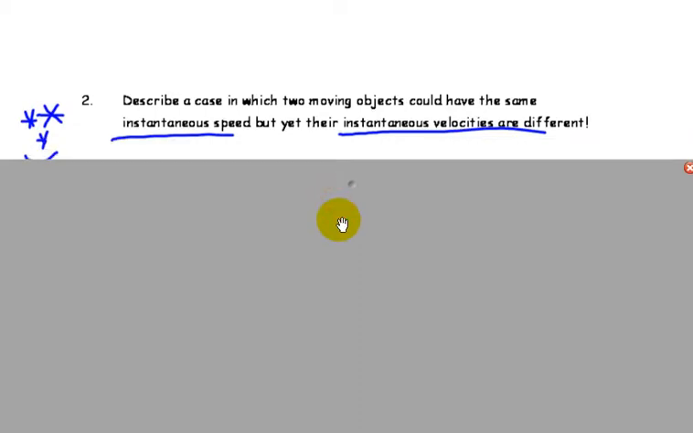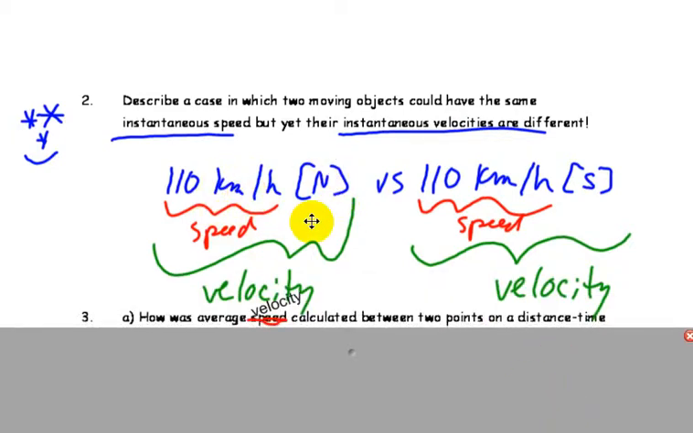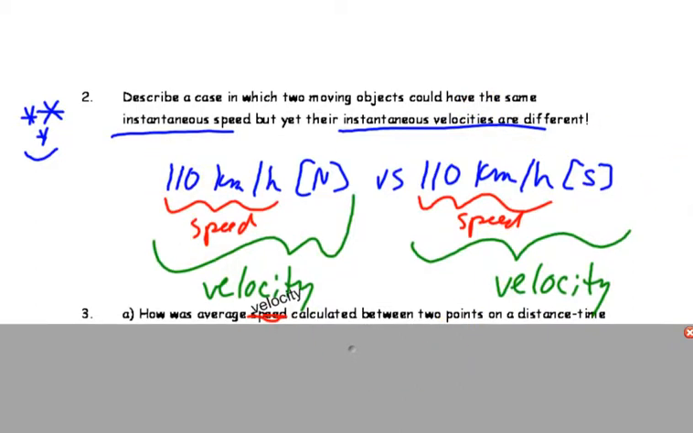Describe a case in which two objects would have the same instantaneous speed, yet their instantaneous velocities are different. If the magnitude is the same, 110 kilometers per hour, that's equivalent instantaneous speeds. But if we have a direction component, one being north, the other one being south, they'd have different instantaneous velocities, and yet the speeds are the same.